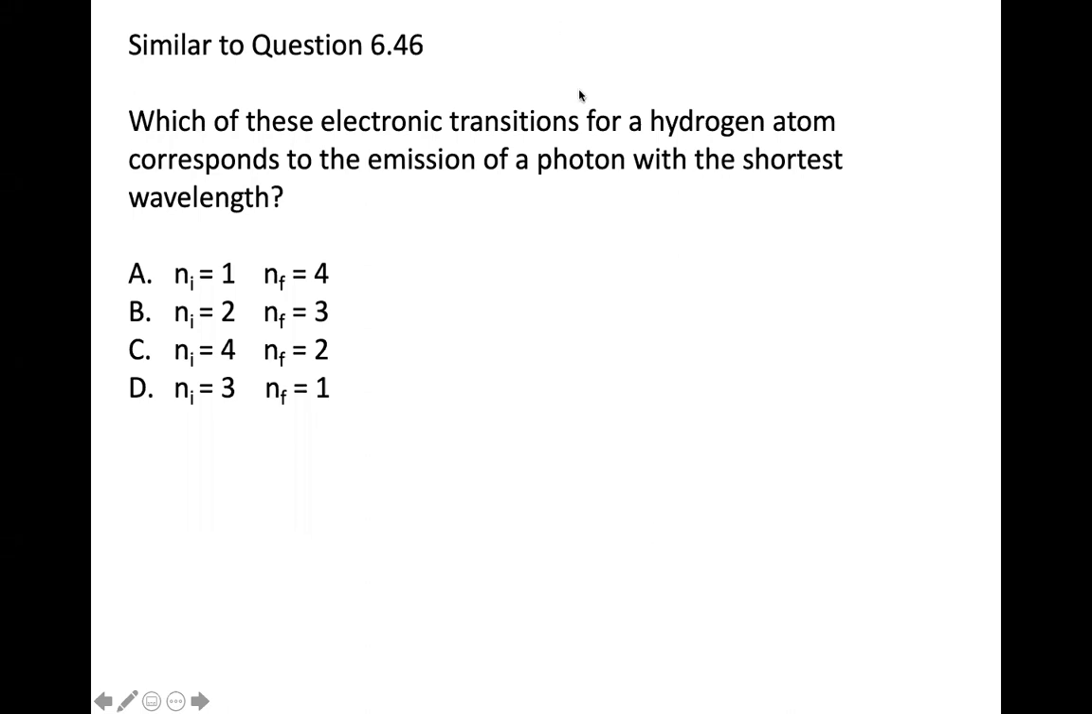Okay, so here's our results. Most frequent answer here, about half the class is choosing choice D on this. Let me talk this through and explain my reasoning.